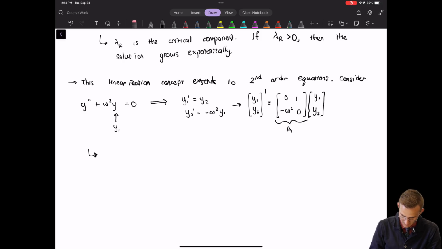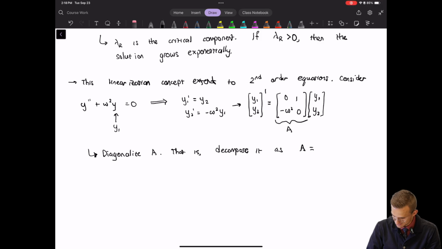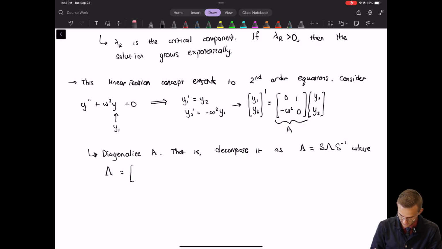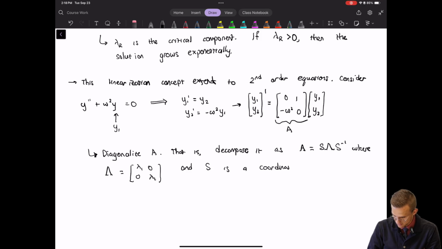So what you would want to do is what's called diagonalize A. Okay, and what I mean by that is that we want to decompose it as A is equal to S capital lambda S inverse, okay, where lambda has the eigenvalues on the diagonal, lambda 1, 0, 0, lambda 2, so it's the diagonal matrix with the eigenvalues on the diagonal, and S is a coordinate transform composed of the eigenvectors of A.